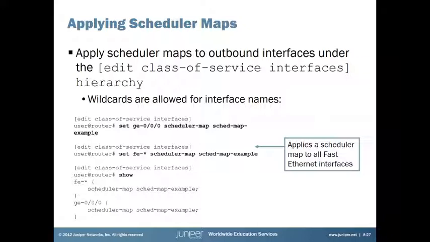And we're going to go and apply those maps to our outbound interfaces. So this is our class of service interfaces. We've got ge-0/0/0 with a scheduler map, and scheduler-map-example is the name of it, is what we've given it. So we have then applied the scheduler map to all the Fast Ethernet interfaces, in this case, using that second example there of fe-*. And we're applying that map.